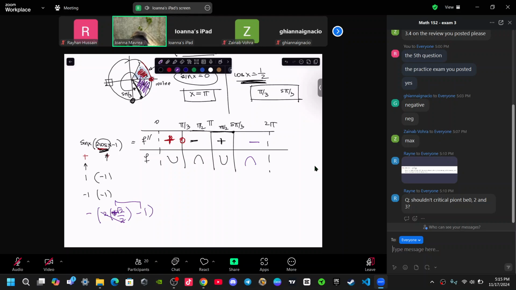So they're all inflection points. This is an inflection point. X equal pi is an inflection point. This is an inflection point because the signs change. Okay. And you can tell from the table where the function is concave, where the graph is concave up or down.